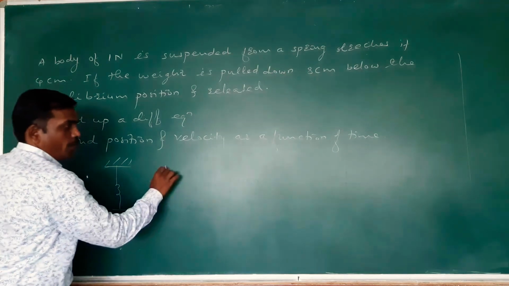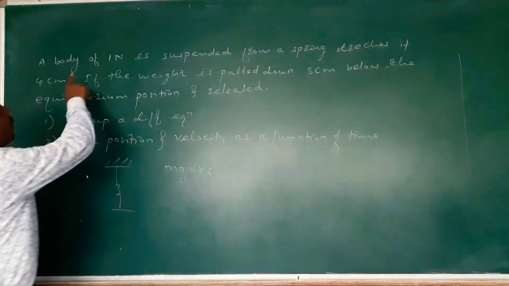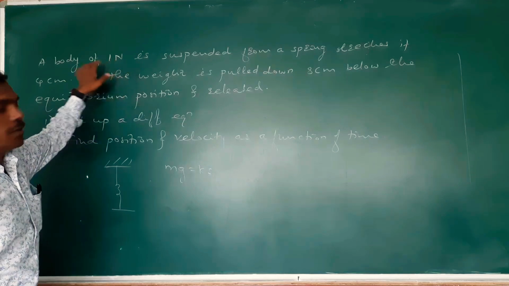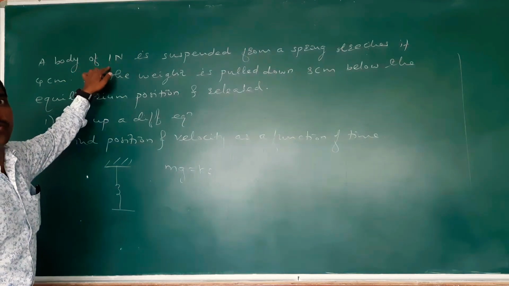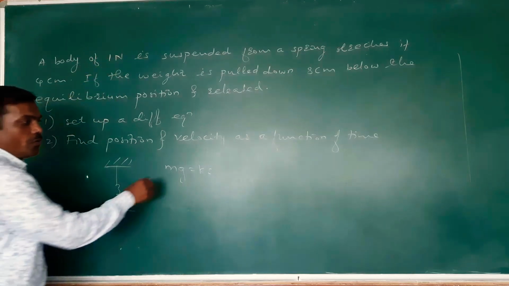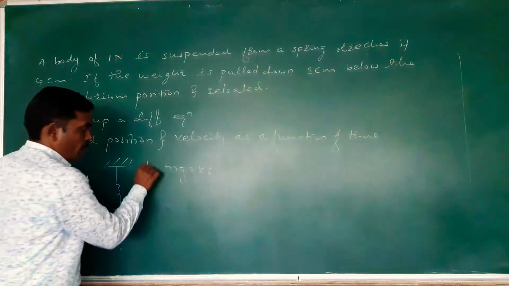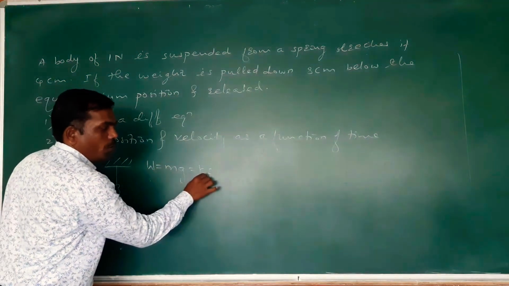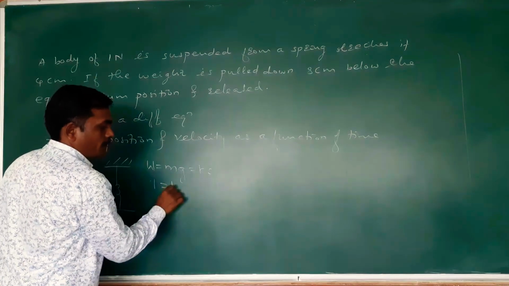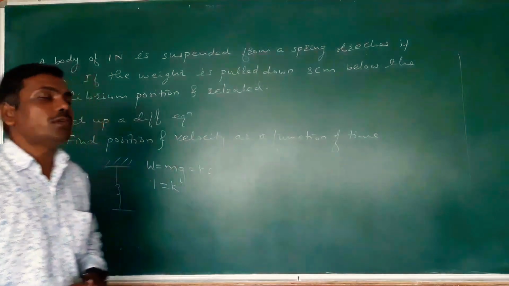If I take equilibrium, mg is equal to ks. Now here the phrase is a body of 1 Newton. Here one word is missing, weight. Body of weight 1 Newton, right? So here W is equal to mg is equal to ks. So here 1 Newton is equal to ks. s is the length that gets stretched. How much does it get stretched?